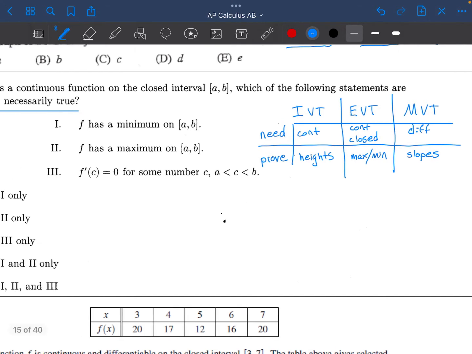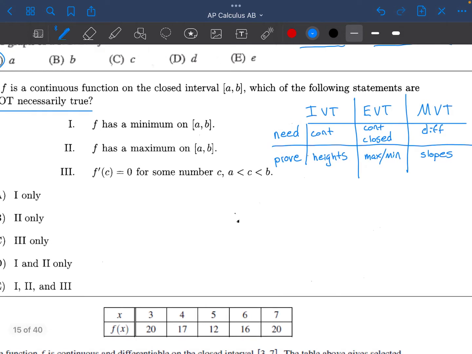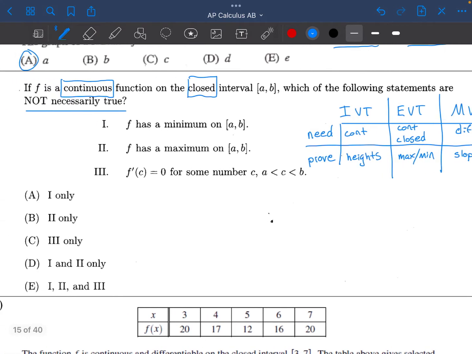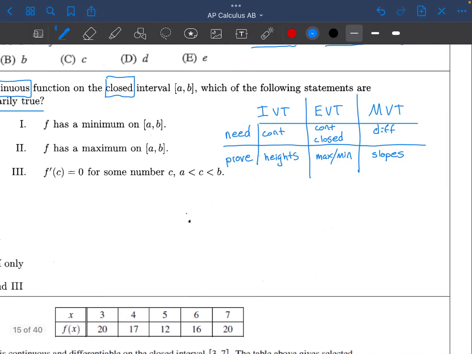All right, so what do we have here? What are the needs that are met? I see the word continuous, so I'm going to box that one. And I see the word closed. Do I see the word differentiable anywhere? No. Because I don't have the word differentiable, I cannot use the Mean Value Theorem. Anything talking about slopes, and check it out, right down here it's saying f prime of c. That is a slope. There's no way to prove this because we're not differentiable. I have to cross this one off.